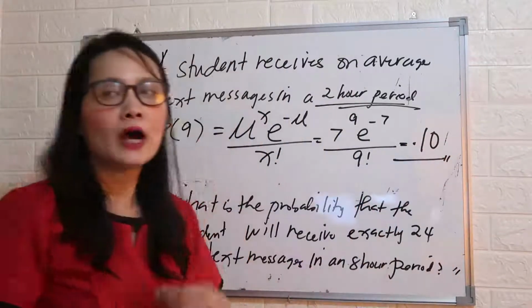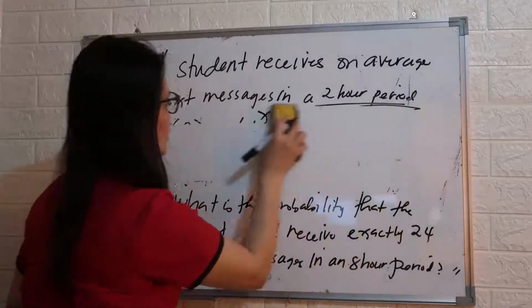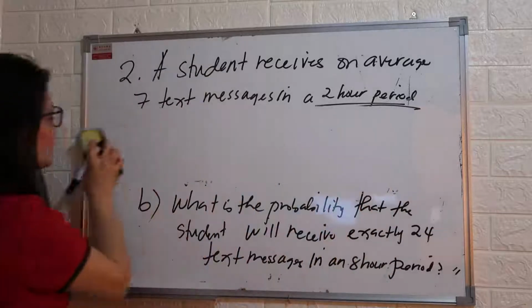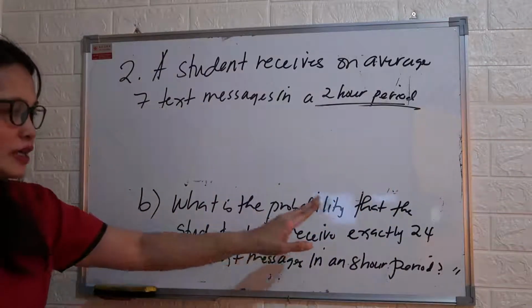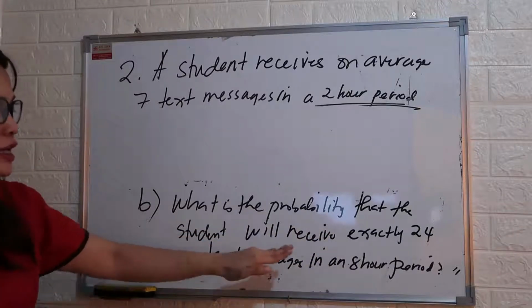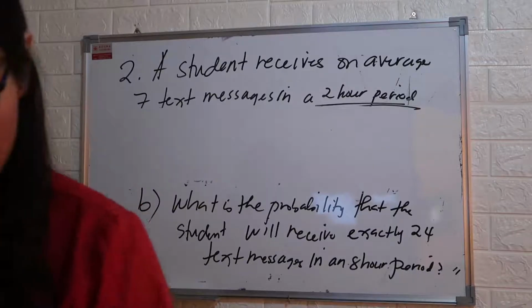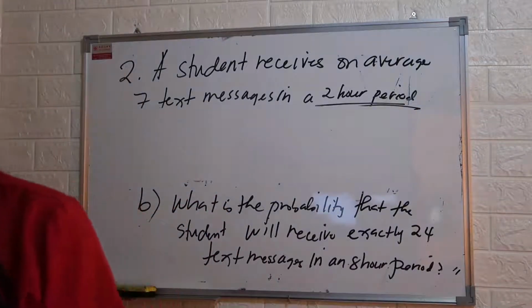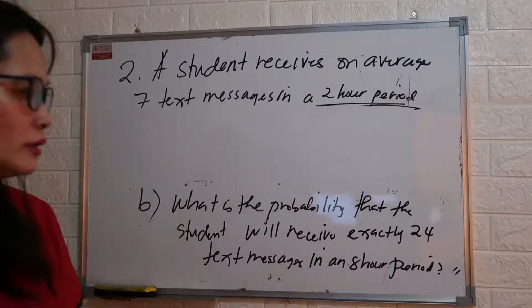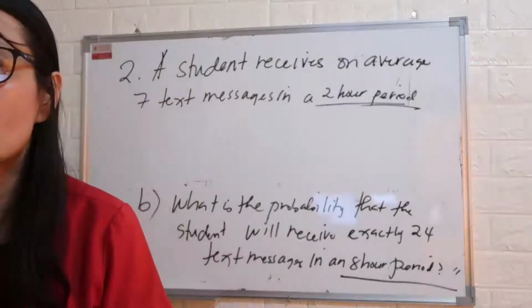0.10. Now next, letter B. So we're done with letter A. Let's try to examine letter B. What is the probability that the student will receive exactly 24 text messages in an 8-hour period? Now, what have you noticed? Hindi po same. Okay, hindi same. So we do have 8-hour period and then 2-hour period. So they are not the same.